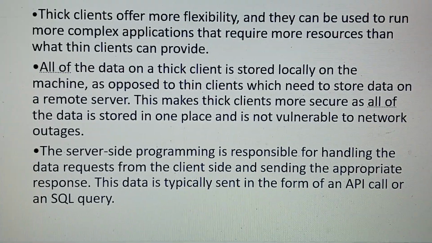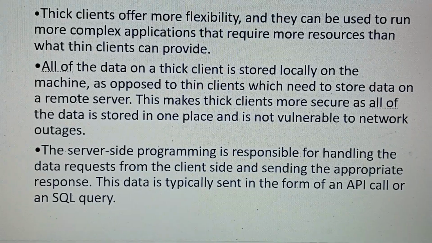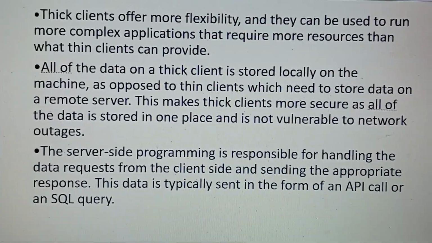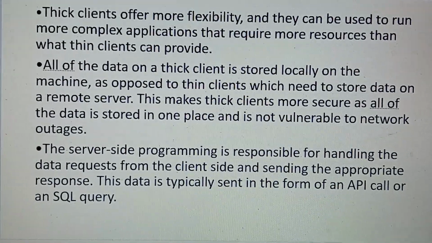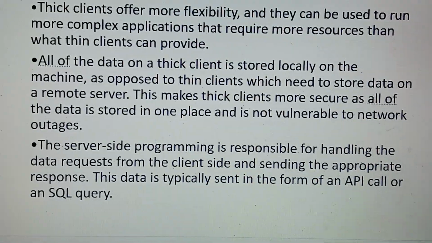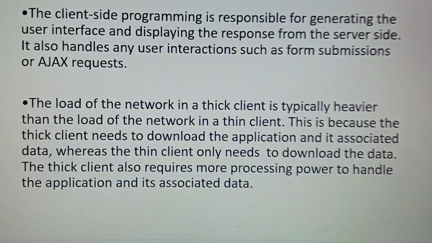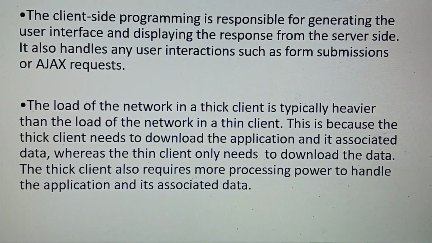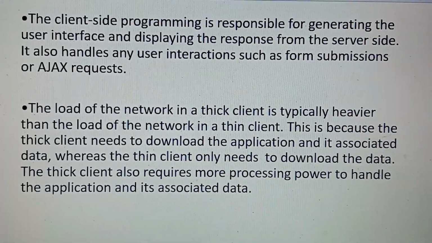By using the SQL query, the problem is solved between the server side and the client side programming. The client side sends the request to the server side, and the server side gives the appropriate response to the given query or in the form of an API. And the client-side programming is responsible for generating the user interface and displaying the response from the server side. It also handles any user interaction such as form submissions or AJAX requests.